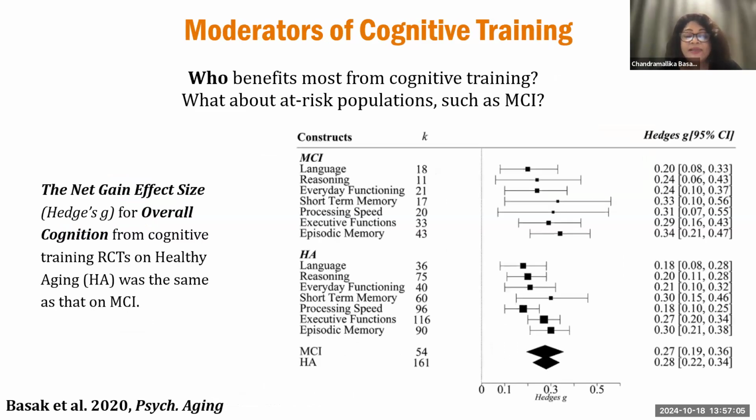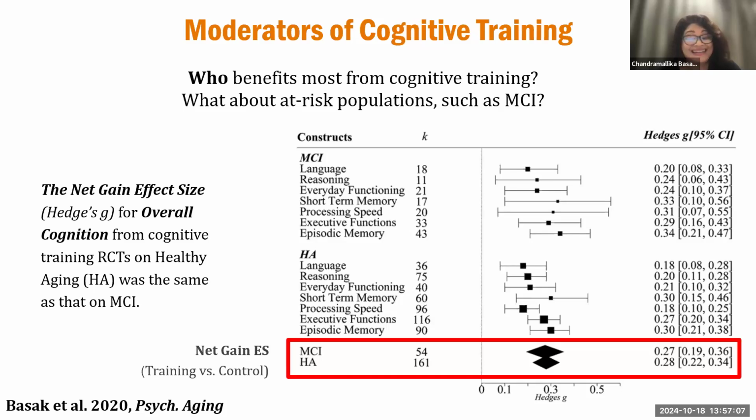What we saw, one more click, please. What you see here is that the net gain effect size, which is comparing the gains in training versus the gains in control within the same RCT, the effect sizes are comparable for MCI versus healthy aging. There is no significant difference between the healthy aging and the MCI groups. If you look at the cognitive constructs, the outcome measures, there was no significant difference between the healthy aging and MCI. They improved pretty much in all these cognitive outcomes, including everyday functioning. So you can see that we also looked at everyday functioning. The next slide, please.